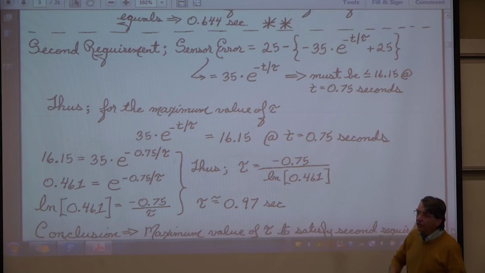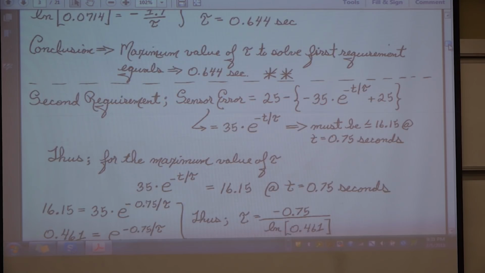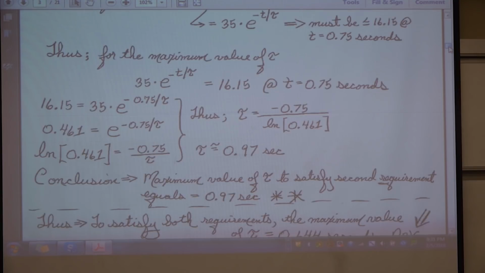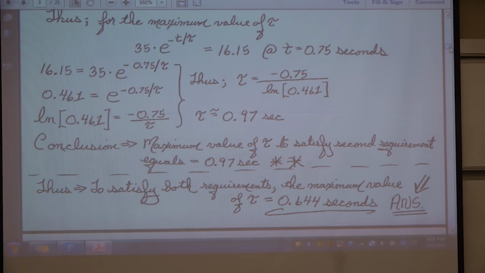So I now have to think, and I'm bothered. I think I misspoke at the beginning. Here's how I now have to properly think. I've solved this problem twice. In one case, I got tau 0.644, and in the other case, tau is 0.97. Now, to satisfy both requirements, I pick the minimum value of tau. Before I said maximum value, I apologize. Here we need to pick the smaller of the two. That's the largest I can have.